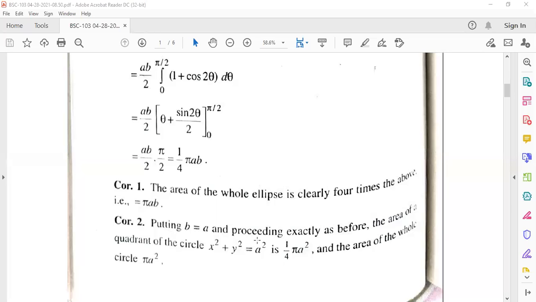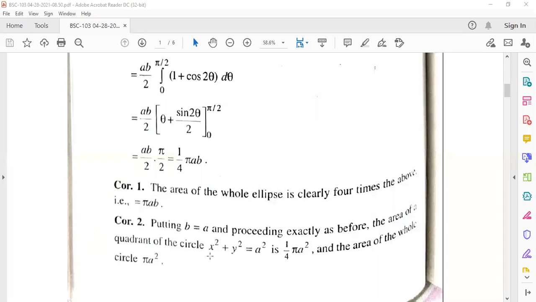Putting b equal to a and proceeding exactly as before, the area of a quadrant of a circle is equal to 1 by 4 pi a square. The area of the whole circle is pi a square. And this is the hypothetical matter.